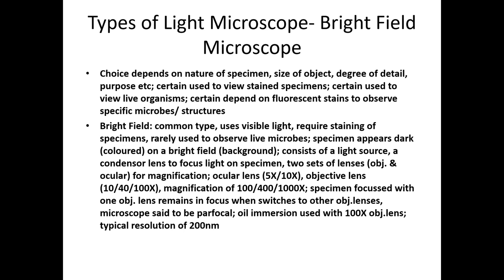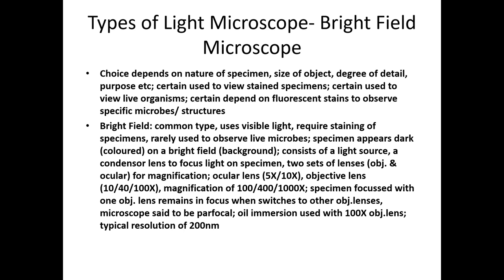Now, then again, you have to remember what is a light microscope. The illumination source will be either UV or visible light. Then we have also told about the effect of color in the previous classes. What is the effect of color? If we are using blue light, we can get a better resolution. So all those things must come to your mind when we talk about light microscope. Clear? So bright field microscope is the common type of light microscope.